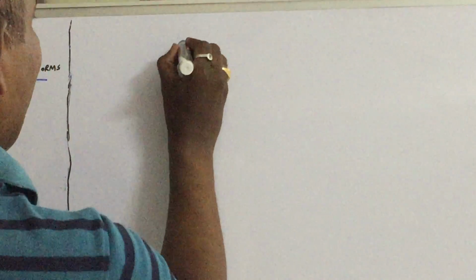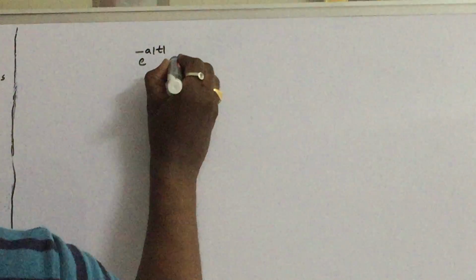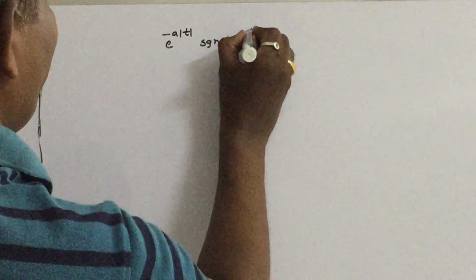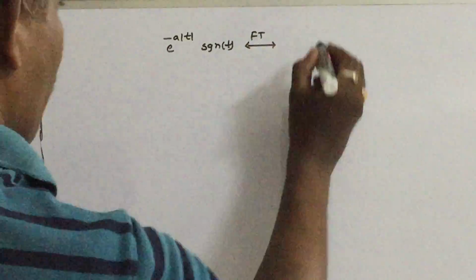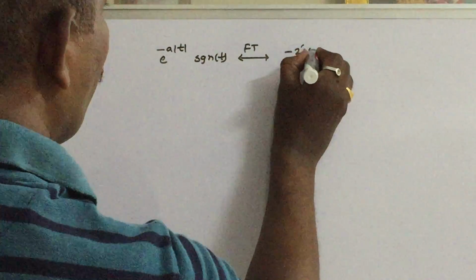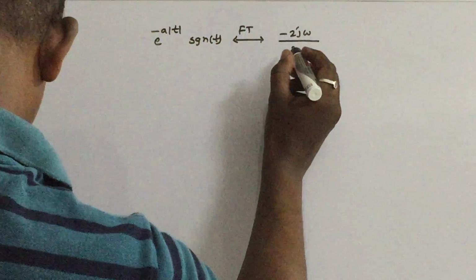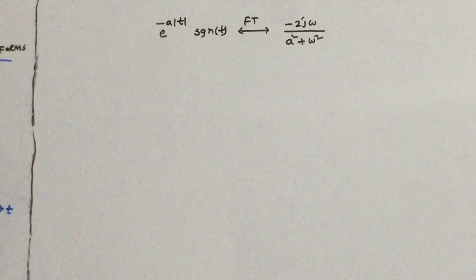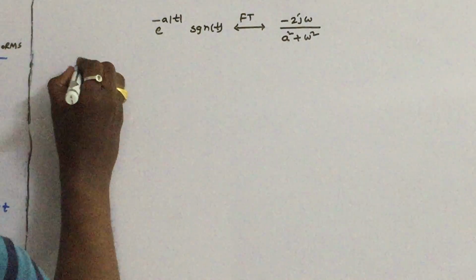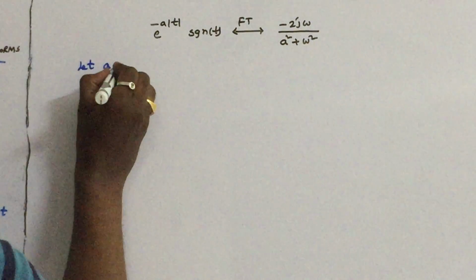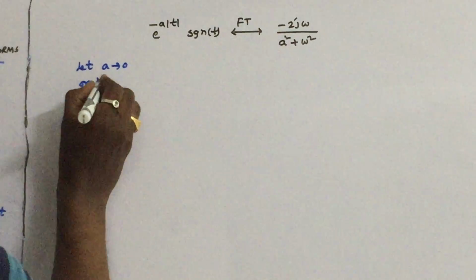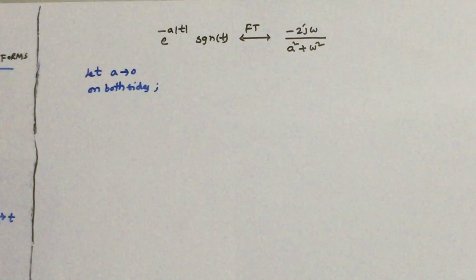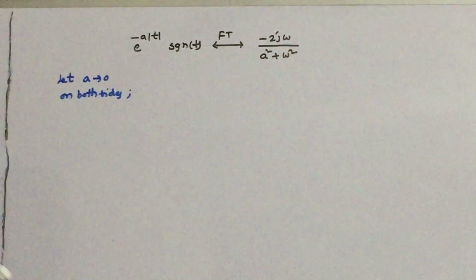The Fourier transform of e power minus a mod t into signum of t is minus 2j omega by a square plus omega square. Let a tend to 0 on both sides. Substitute a tends to 0 on both sides. So what will it become? If a tends to 0, e power 0 is 1.